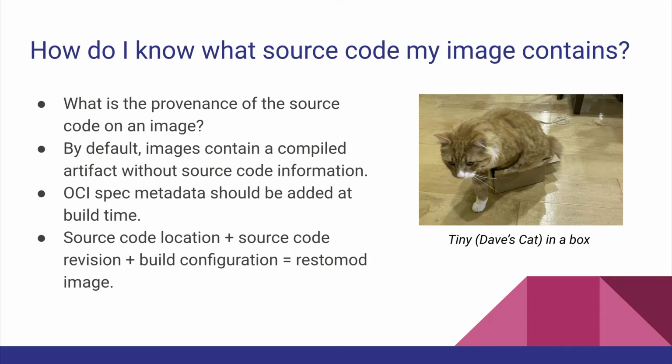Open Containers Initiative specification to the rescue. There are predefined annotations we can use. Among them are source and revision. Source points to the URL to find the source code, and revision will point to a git SHA or tag. We can embed this information into an image at build time, and later we can retrieve this information when an image needs to be rebuilt. The source code location and revision combined with build configuration allows image building as necessary.